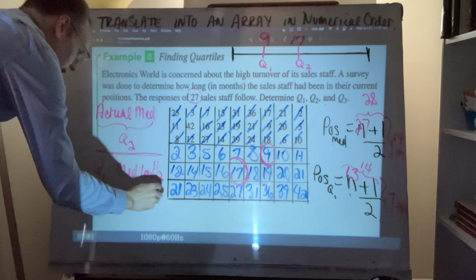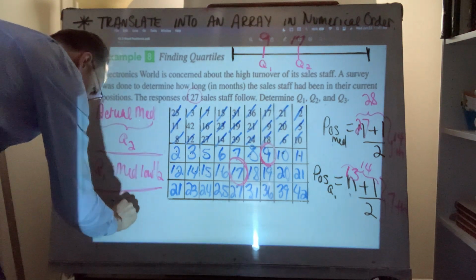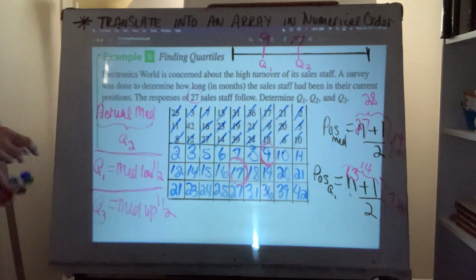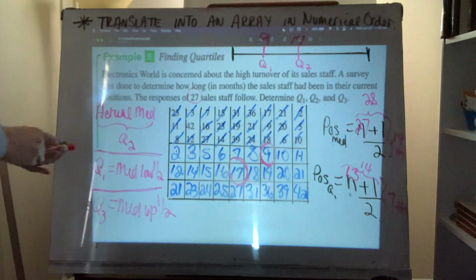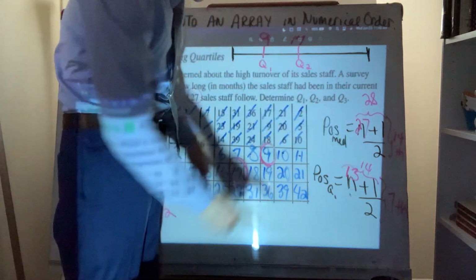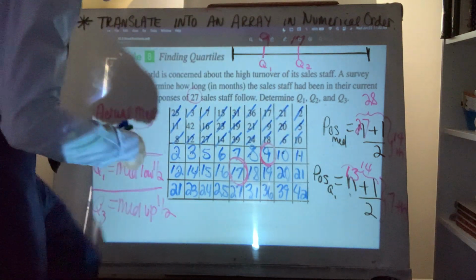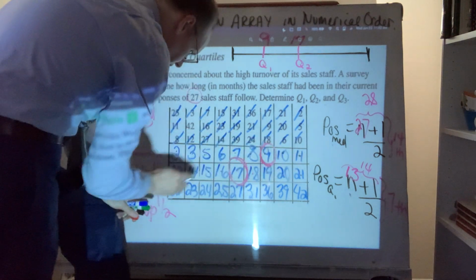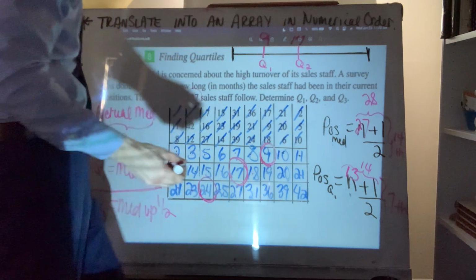Okay. And now you're going to get Q3, the median of the upper half. Which is essentially the same process. It would be 14 data values above, and it would be the 7th one above. So, starting from 18, 1, 2, 3, 4, 5, 6, 7 is here. 24.